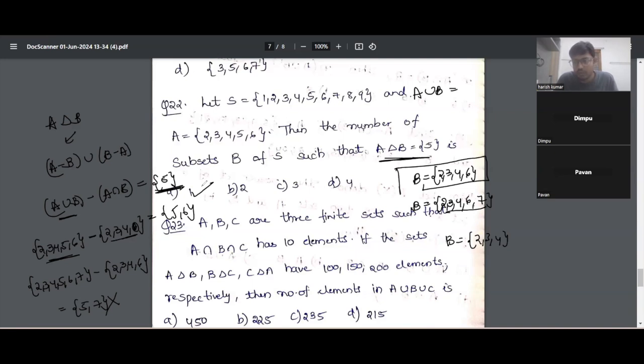అర్థమైందా? ఇది దీంట్లో ఏమైనా డౌట్ ఉందా? No, sir. క్వశ్చన్ ఒకసారి ఎక్స్ప్లెయిన్ చేయరా సార్?